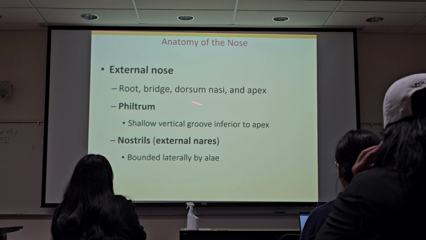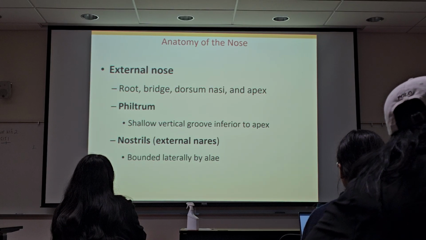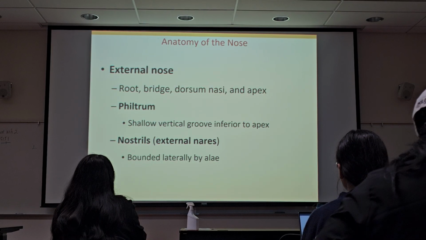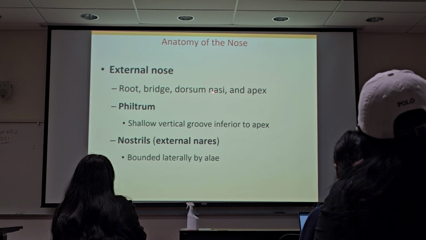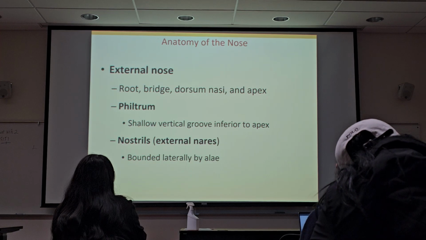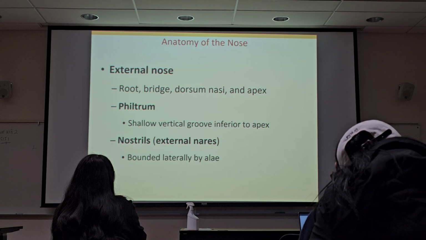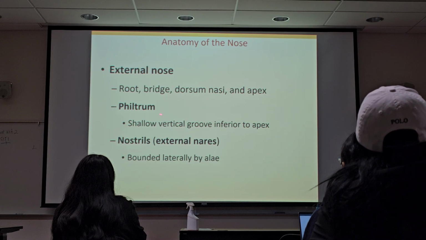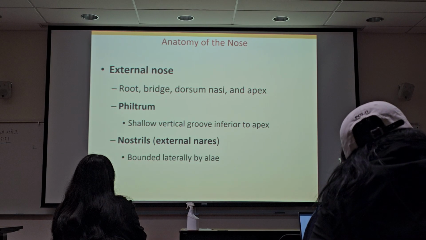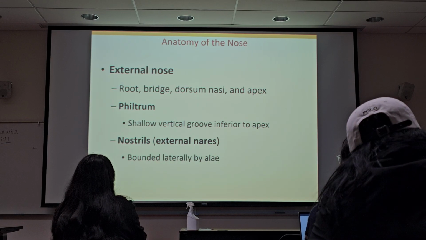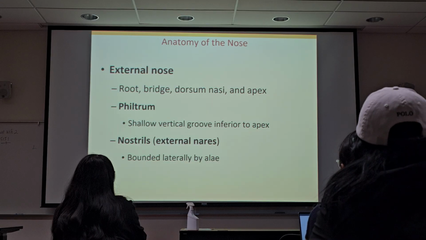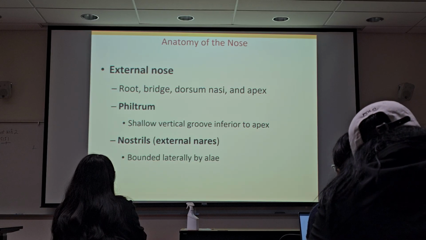Our external nose: we have our apex, the tip of our nose. We'll see the bridge, the ala. What does ala mean? Ala is a wing. The philtrum. Ever wonder what this groove right here is? That's your philtrum. And then our external nares, the nostrils.